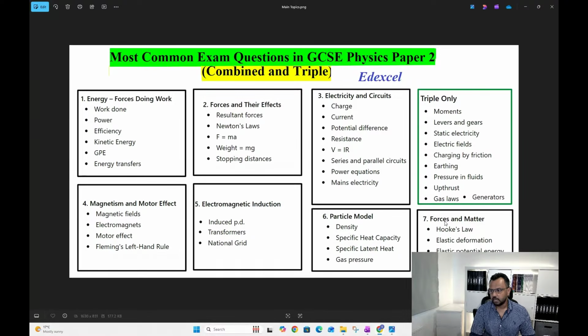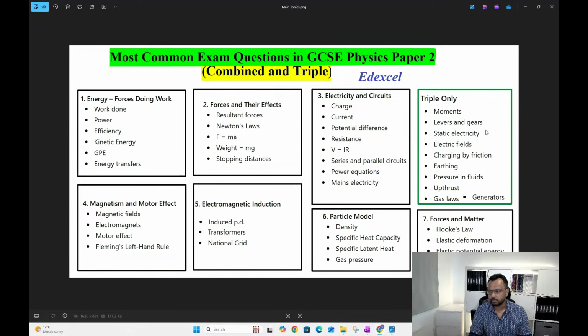Yeah. And guys, another thing, this session is going to go for 2 hours, so from 7 to 9. From 7 to 8:15-ish, roughly speaking, we are going to go through the content that is common for both combined and triple students. So this content is for everybody. Then in the last 45 minutes, I'm going to do triple only content.